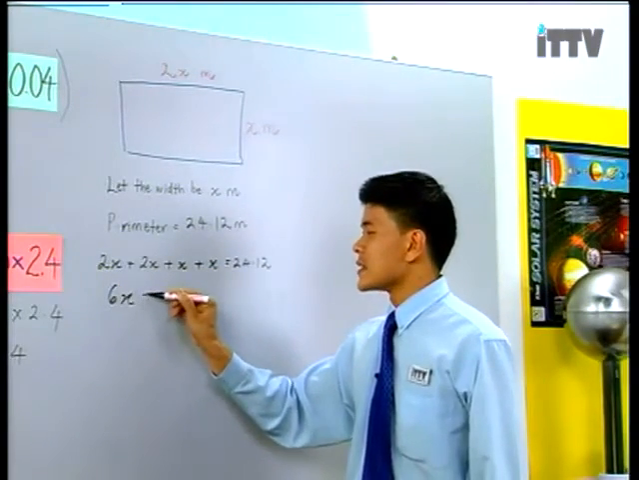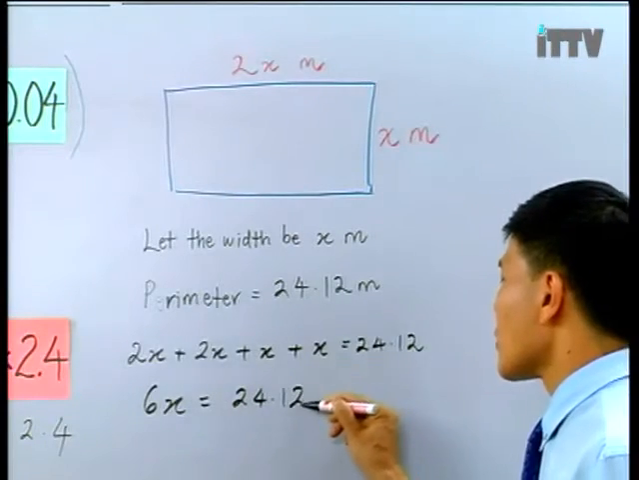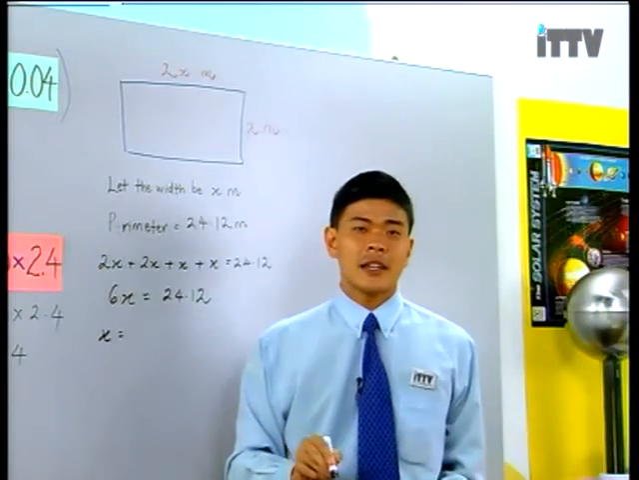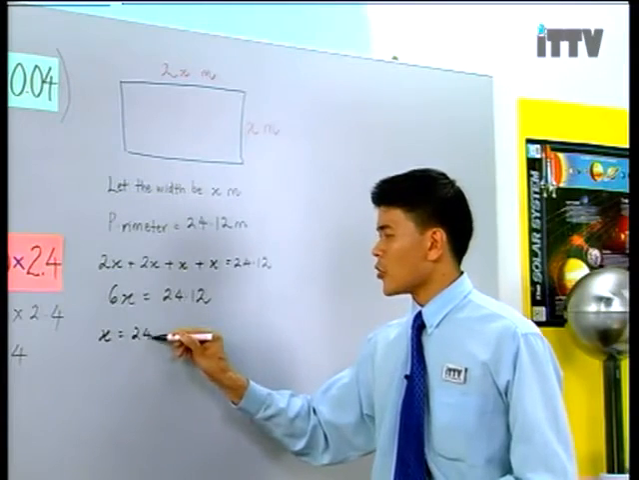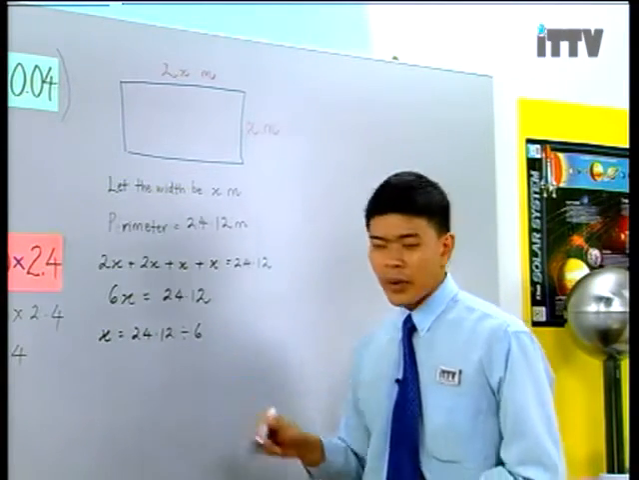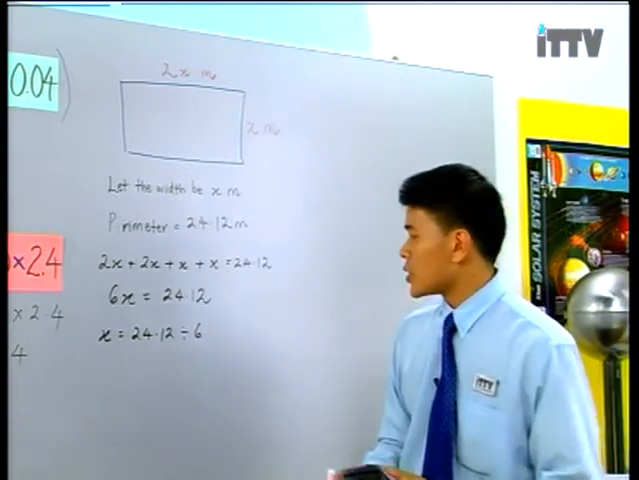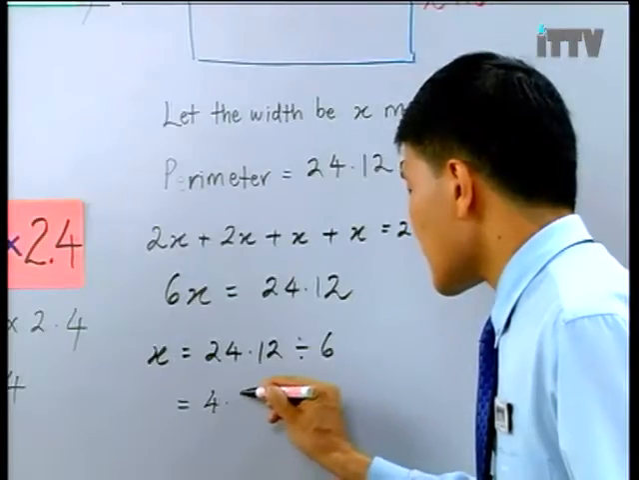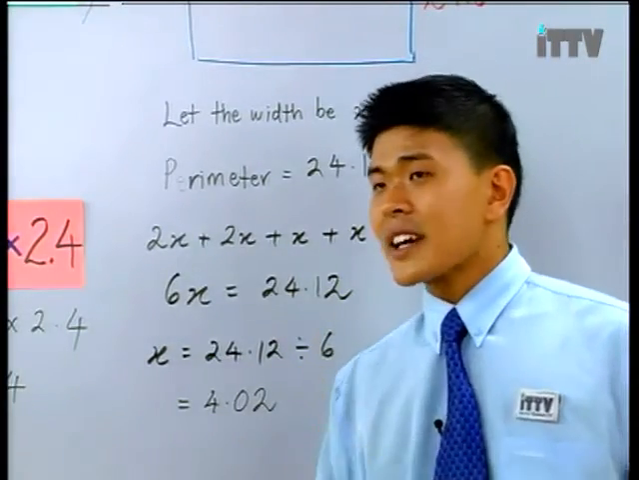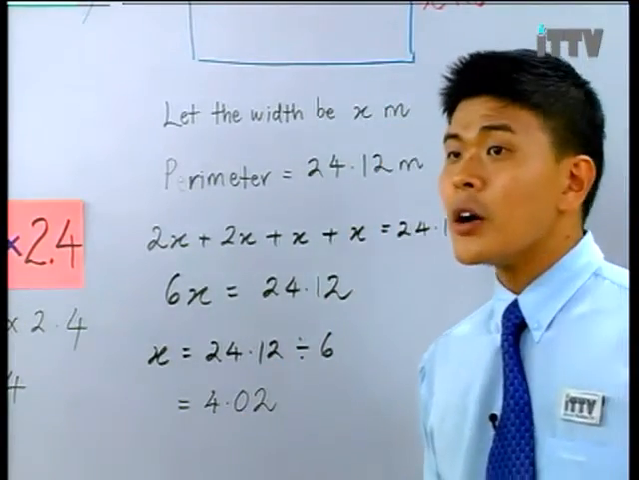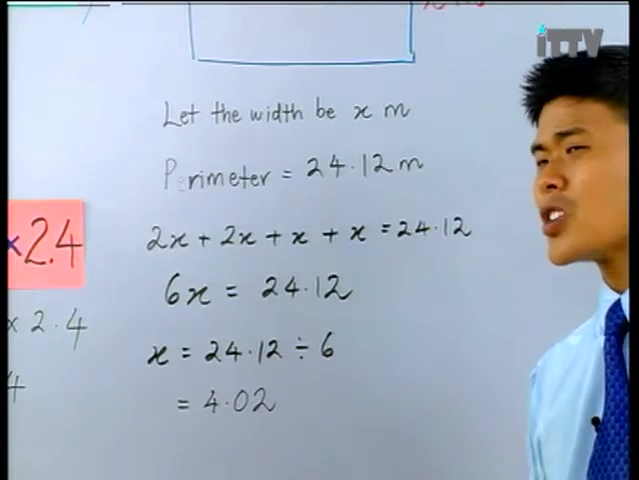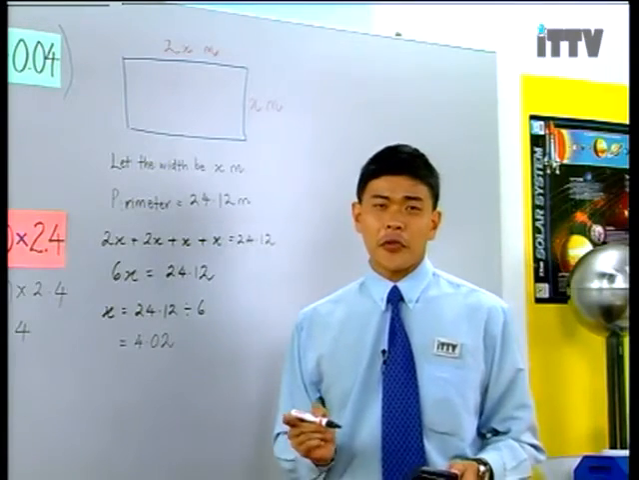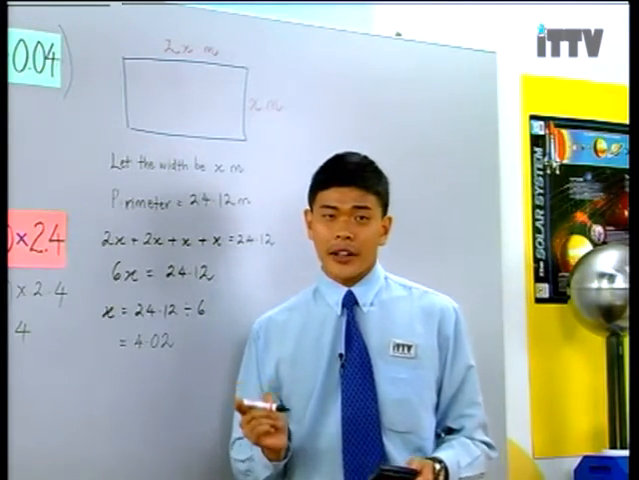So 6x is 24.12. Now, what is the value of 1x? The value of 1x is 24.12 divided by 6. And what is the value of 24.12 divided by 6? 4.02. And what is x? x is the width of this rectangle. So now, because we know the value of x, we are able to answer the question, which is to find the area of this rectangle.